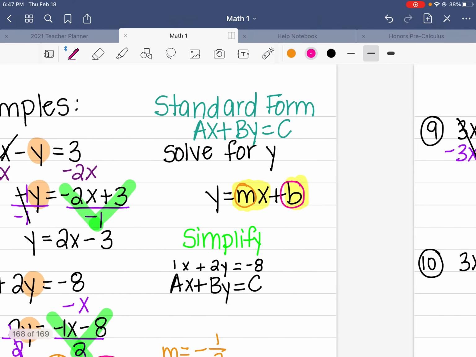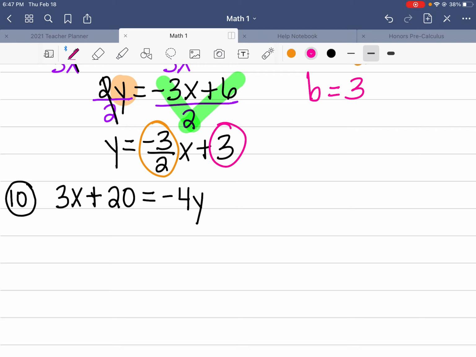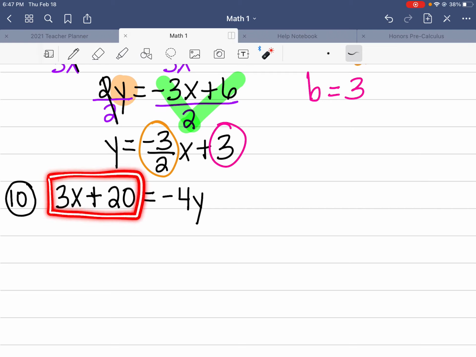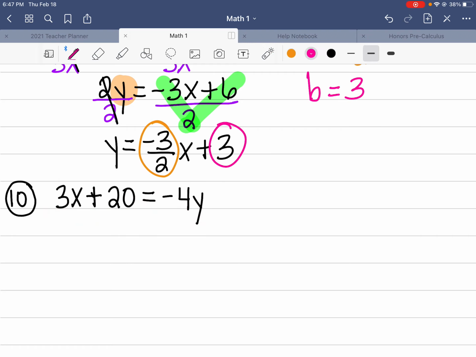All right, last example here. This time it looks a little bit funny. It's not in that format. I have ax, then I have a by over here, and then I have the plus c on this side. So how do I handle this? Well, the first thing I'm going to do is switch sides. I'm going to take my left side and my right side and flip them around. I'm not going to change anything other than making it 4y equals 3x plus 20.